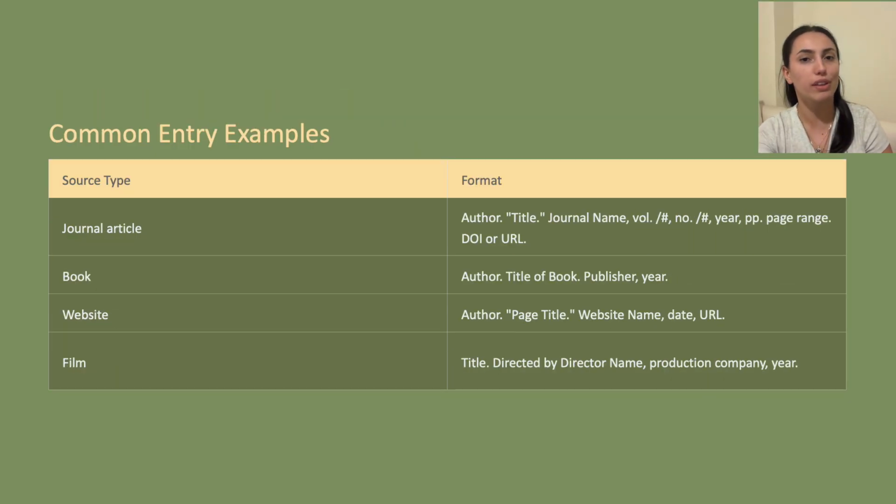Now that we've gone over the general structure of a works cited page, this slide shows what those entries look like in real MLA format. The main idea is that each source follows a consistent pattern, and once you recognize that pattern, it should be easier to format anything, whether it's a journal article, book, website, or even a film.